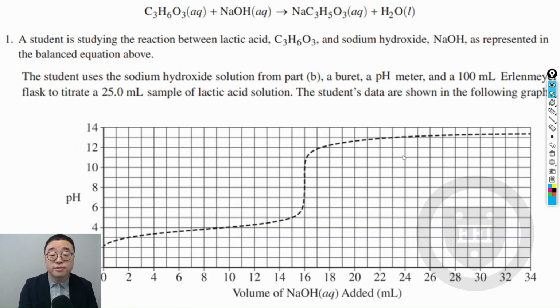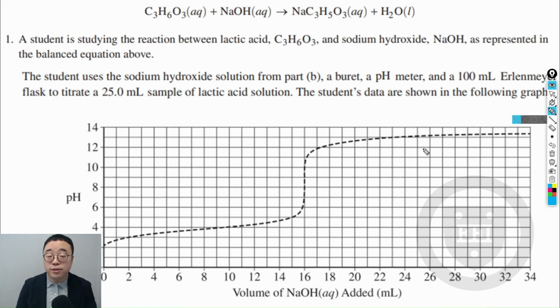Moving on. So now we are given this graph, a titration curve, basically. The student uses the sodium hydroxide solution from part B, a pH meter, and a 100 milliliter Erlenmeyer flask to titrate a 25 milliliter sample of lactic acid solution. The student's data are shown in the following graph. Okay, so here what we see is, let's analyze it.